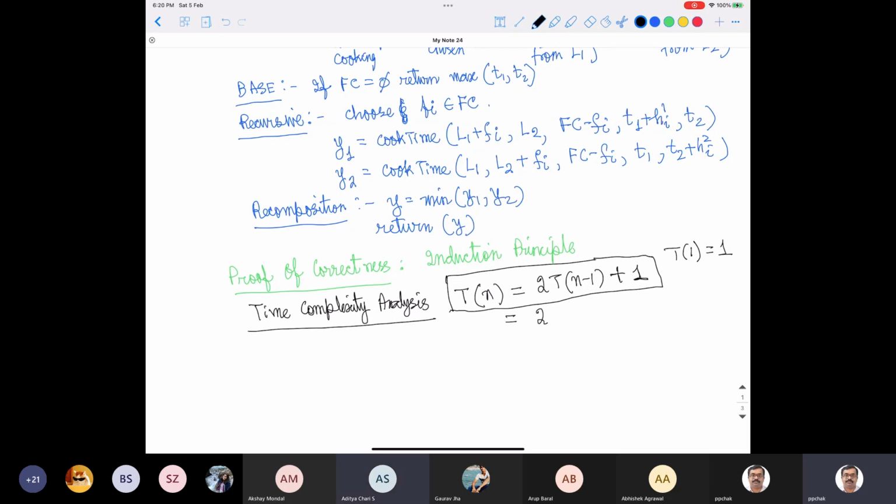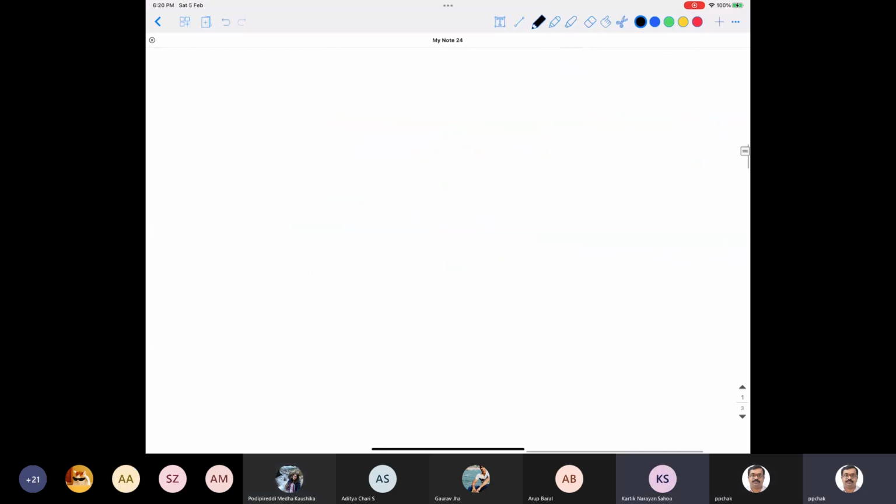Sir, you are asking for the full expression in terms of K? Yeah, the final expression, in terms of N. T of n, where is K here? No, like T of n equals 2 power k times T of n minus k, plus like that. So 2 power n plus 1 minus 1. Minus 1. 2 to the power n minus 1 plus n into n minus 1 by 2.